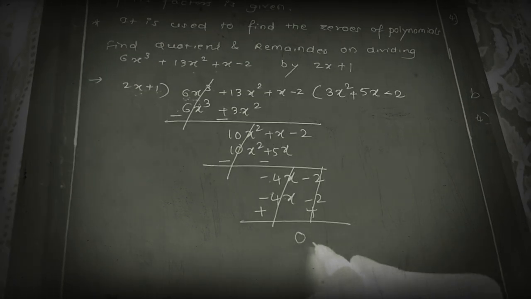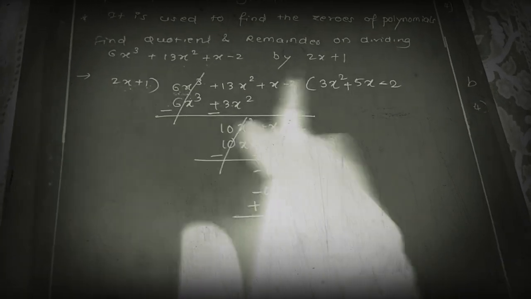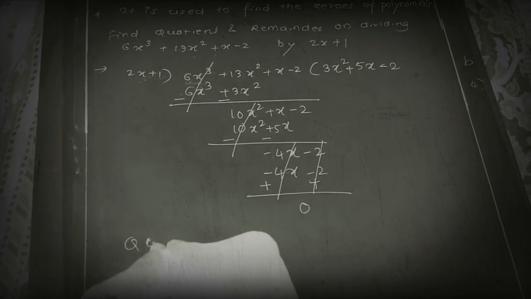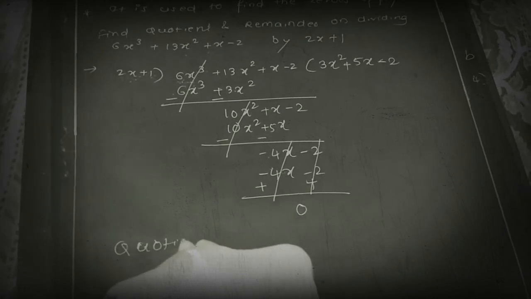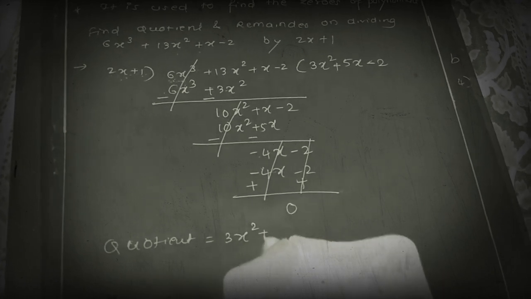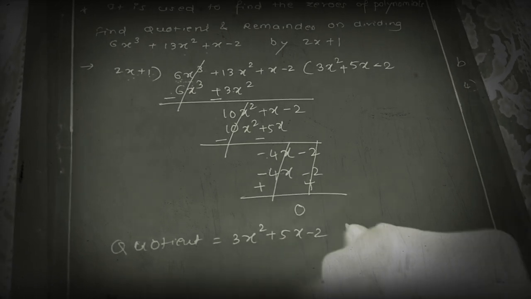So here the remainder is 0. The degree is less than the divisor, so you have to stop. So here the quotient is, and the remainder is.